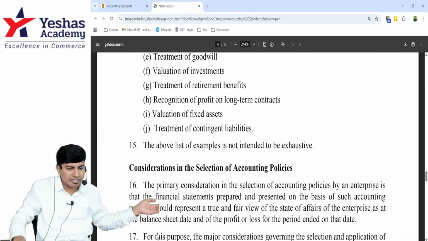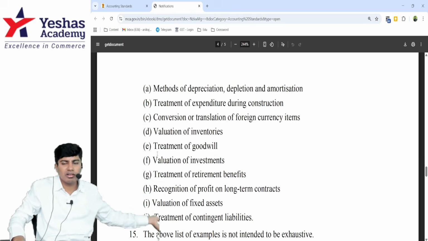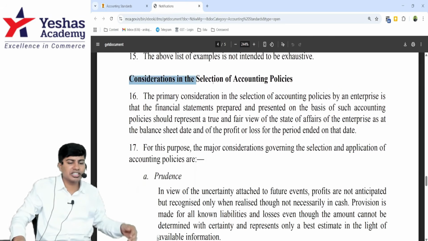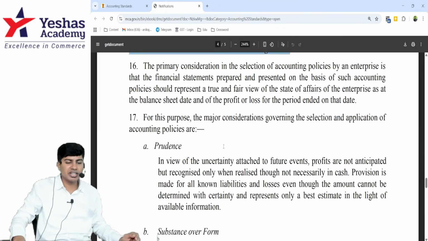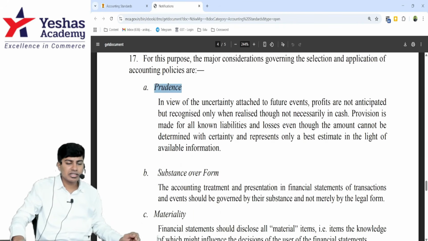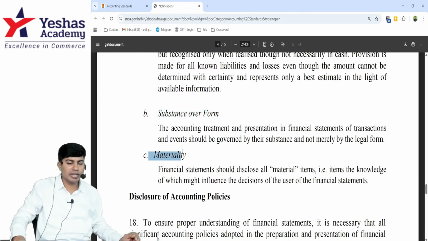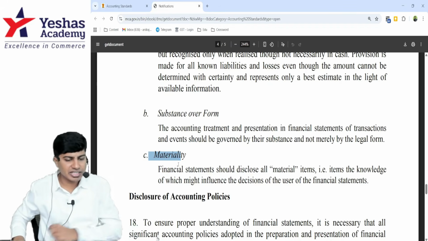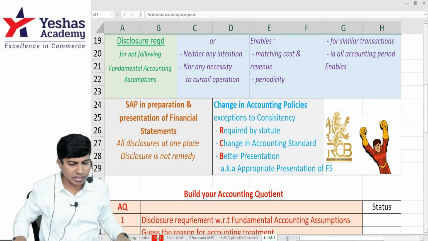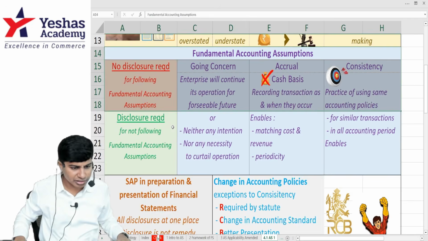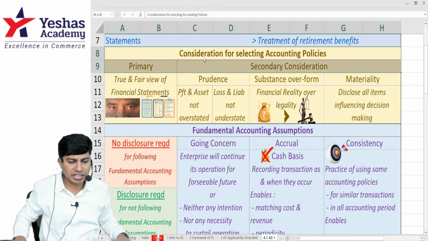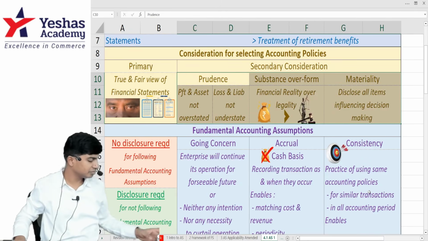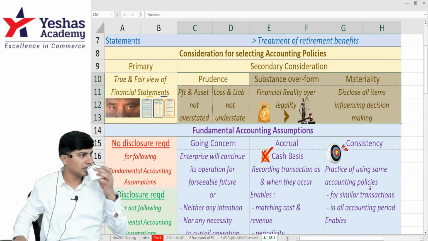If you see, there are several things. Examples. These are examples for accounting policies. That's also there in your book. And consideration for selection of accounting policies. What are the 3 considerations that are there? Prudence, substance over form, materiality. See your book. What are the 3 things that we have? Considerations for selection of accounting policy. Is it there? Where is it? Yeah, consideration for selecting accounting policy: prudence, substance over form, materiality. Are the same 3 points there? Do you agree with me?